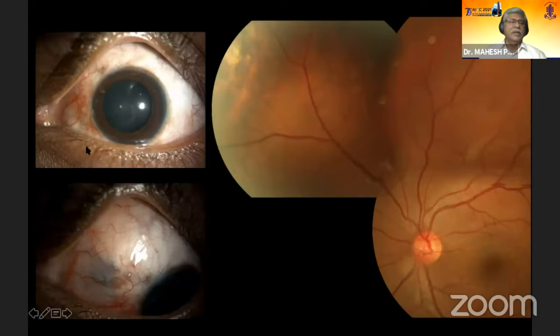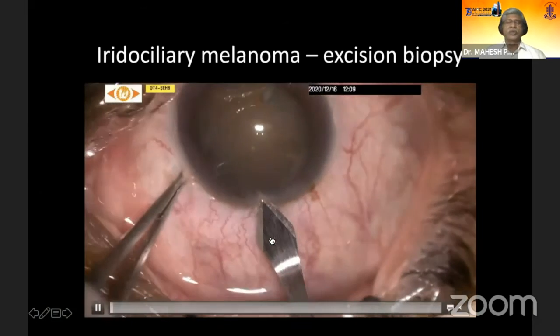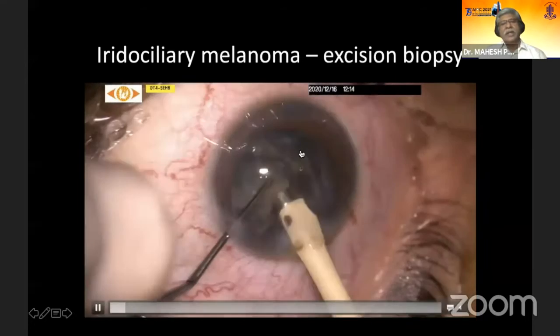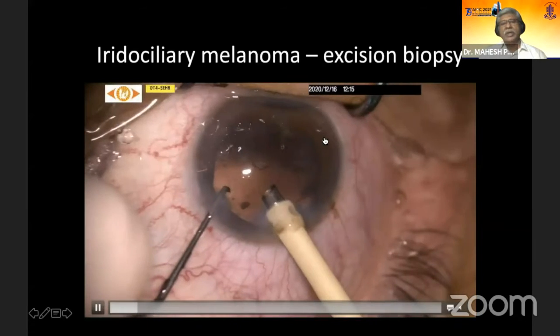And this is the net result. The eye is saved, and he continues to have 6/6 vision. This is an iridociliary melanoma. You can see a melanoma here.